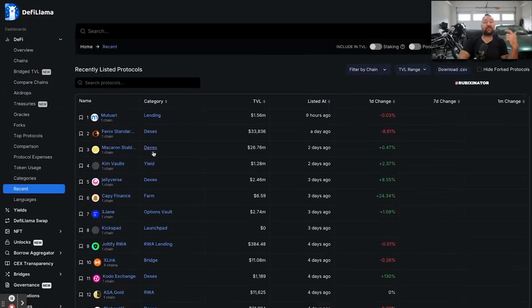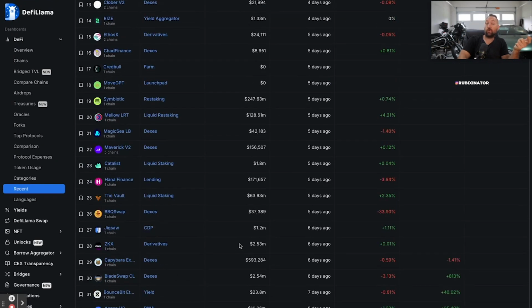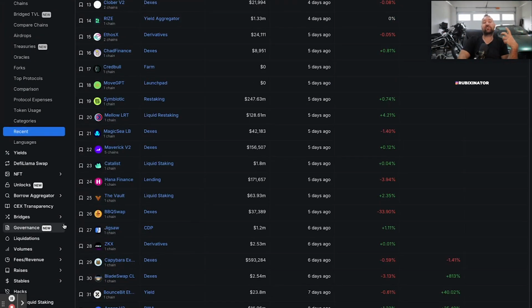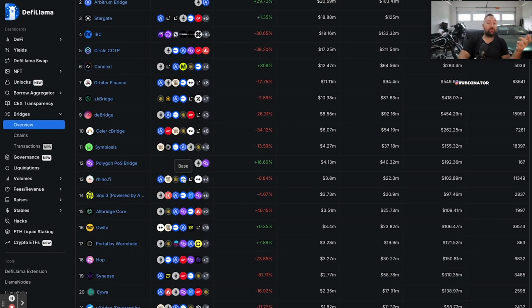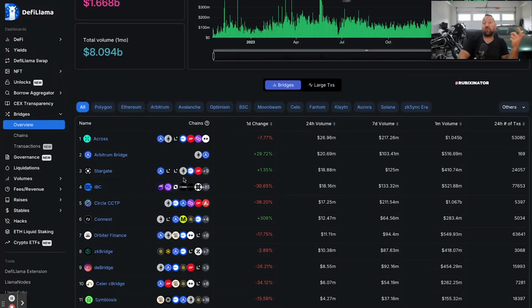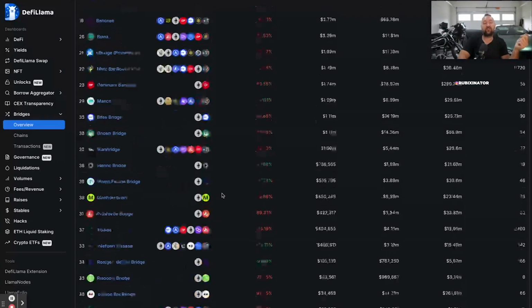You could look at things that have been added recently. Sometimes you can find some really early stuff, like something that's growing really, really fast and it's only 3 days old type of thing. Again, you can start exploring. You can have a look at bridges, look at which bridges are being used the most. Maybe you're looking for a bridge to use and you want to trust it. This is great research, or a great place to start that research, etc.